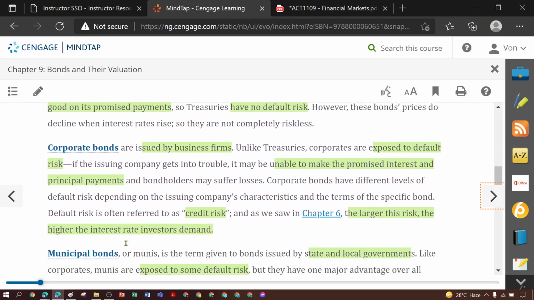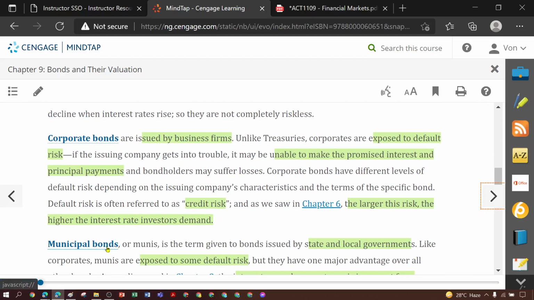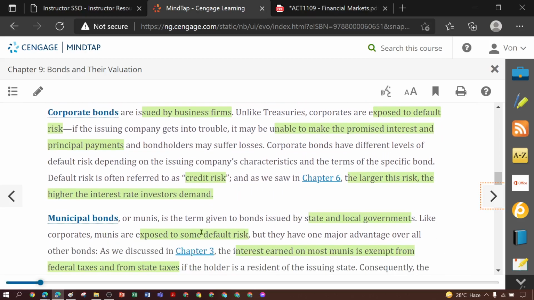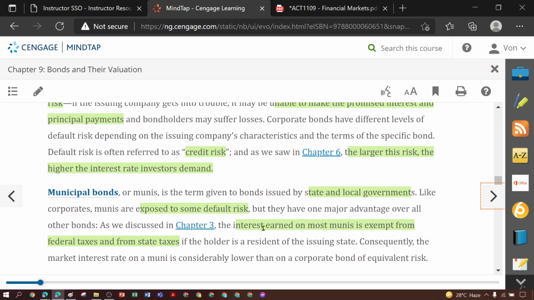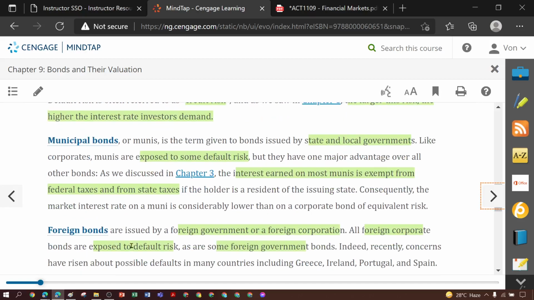Pangatlong pwedeng classification ng bonds is ito, municipal bonds. Ayan. Or munis. Is the term given to bonds issued by the state and local governments. And ayan, sabi dyan, like corporates, munis are exposed to some default risk, but they have one major advantage over all other bonds. The interest earned on most munis is exempt from federal taxes and from state taxes.